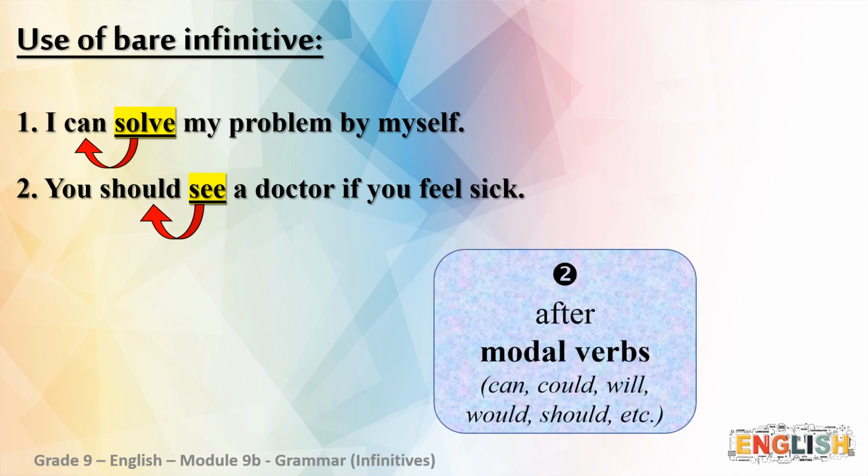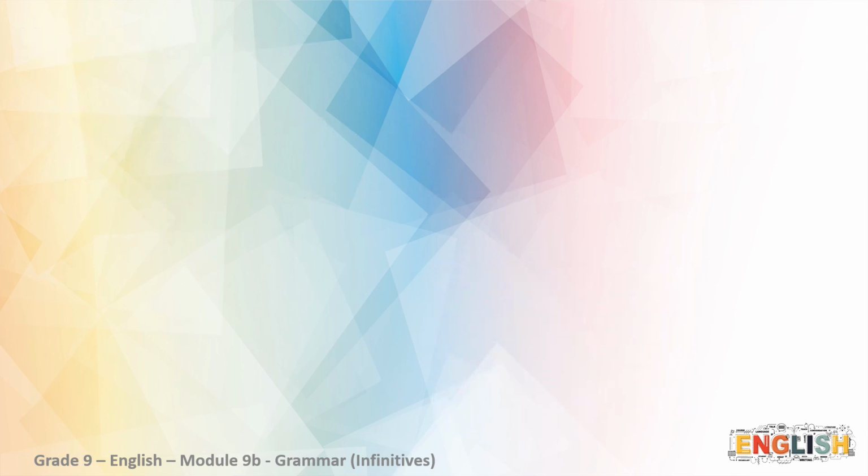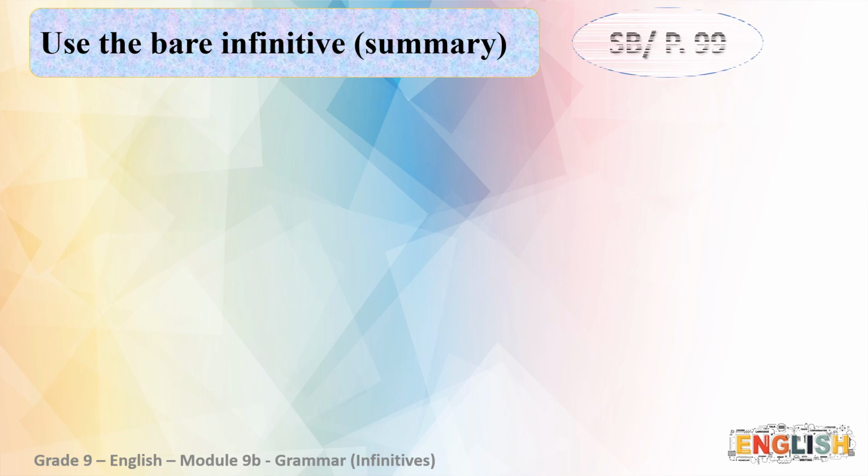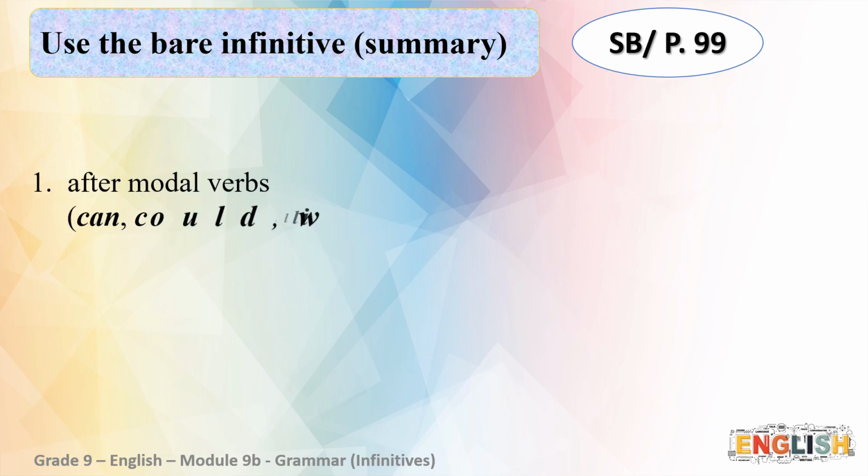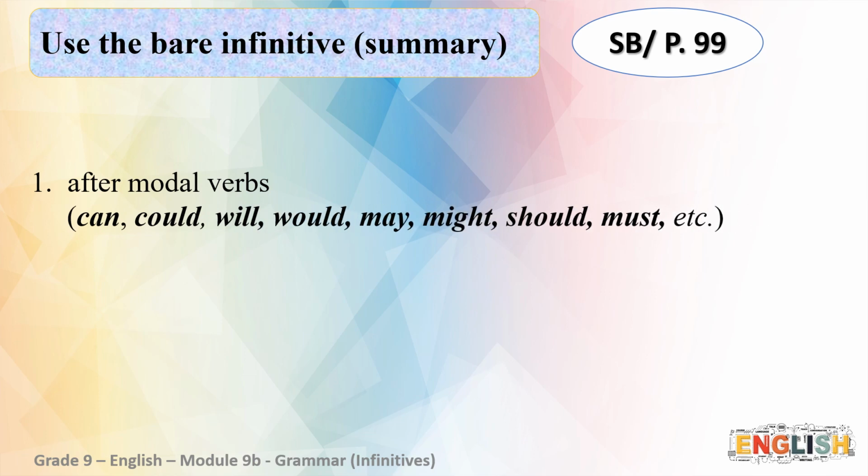So this is the second use of the bare infinitive when it is used after modal verbs, such as can, could, will, would, should, and other modal verbs. Again, dear students, please go to your student's book, page 99, and complete the following summary about the use of the bare infinitive. Number one, after modal verbs, like the examples. And number two, after the verbs make and let.